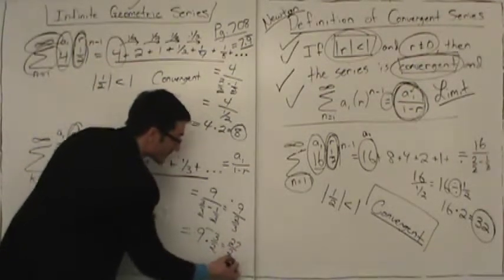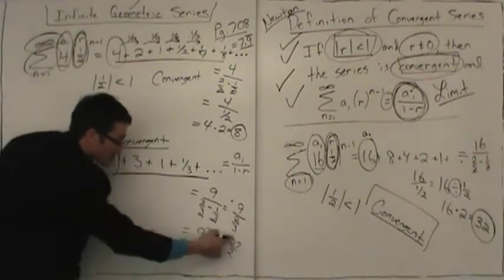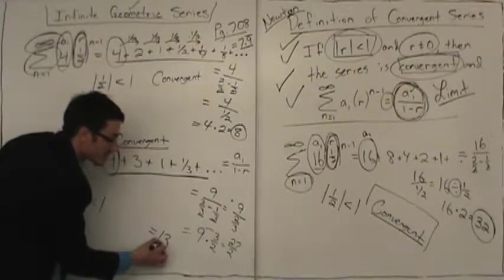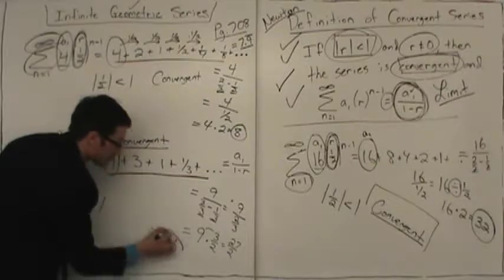27 over 2. We convert this to a mixed number. How many times does 2 go into 27? We get what? 2 goes into 27 13 times. And how many are left over? We have 1 left over, 13 and a half.